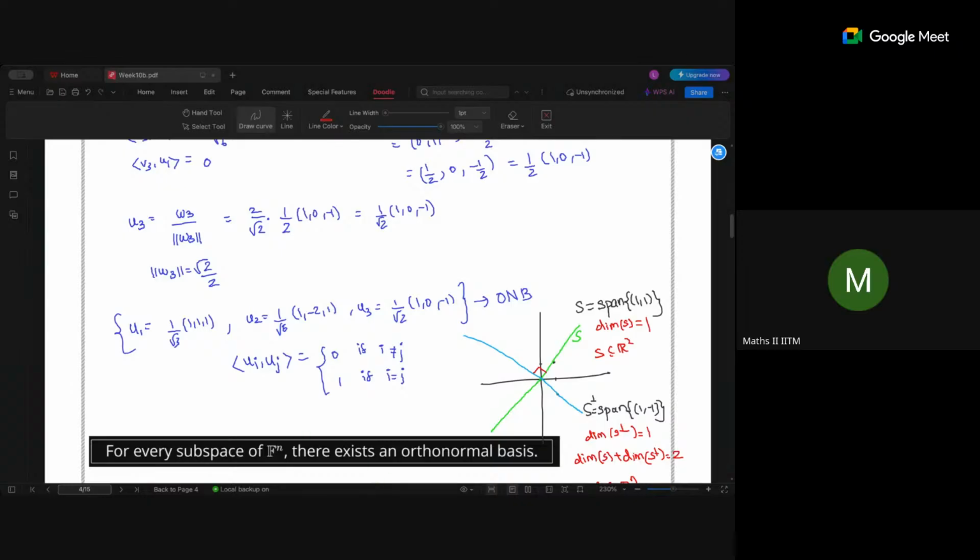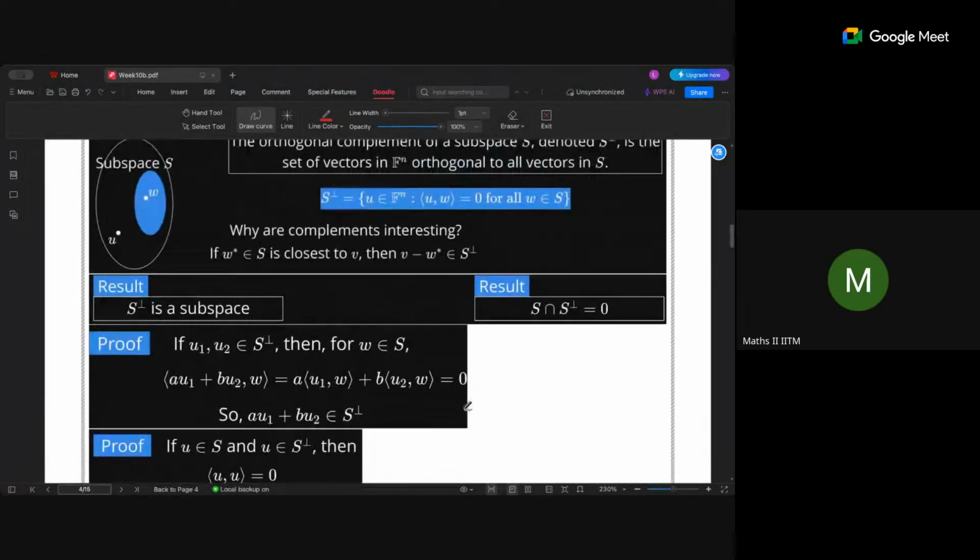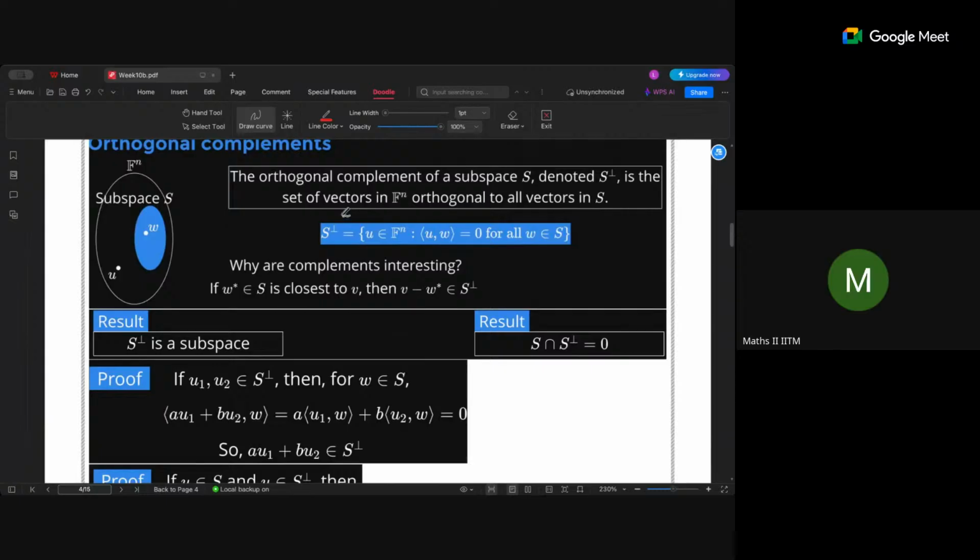Okay, good. So the formal definition is this. S perp is the set of all U in Fn such that the inner product of U and W equals 0 for all W in S. You collect all the U which are orthogonal to all the elements in S. That is your orthogonal complement.